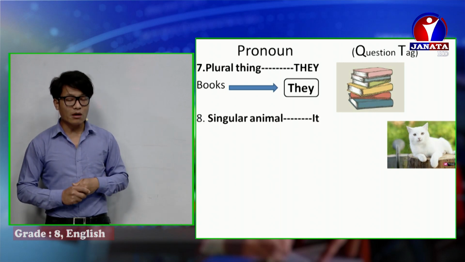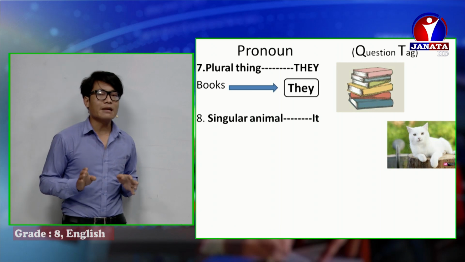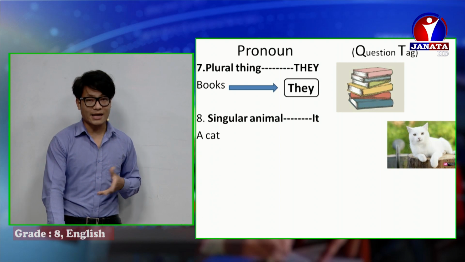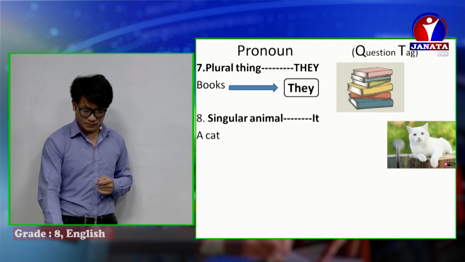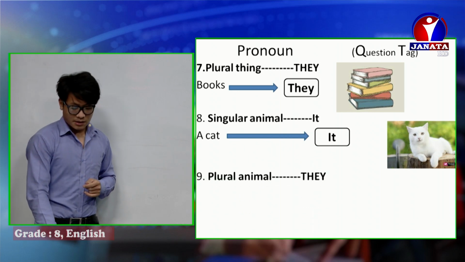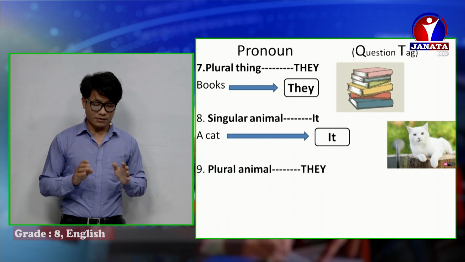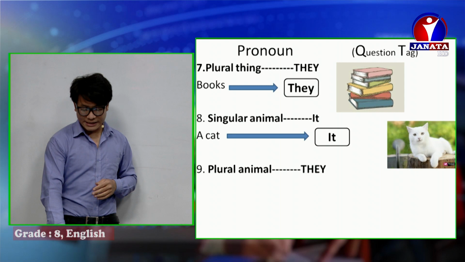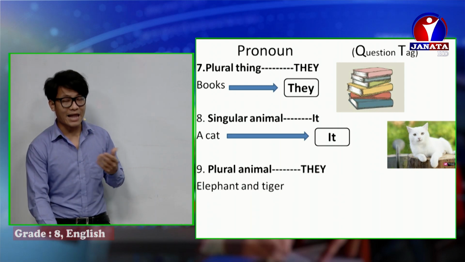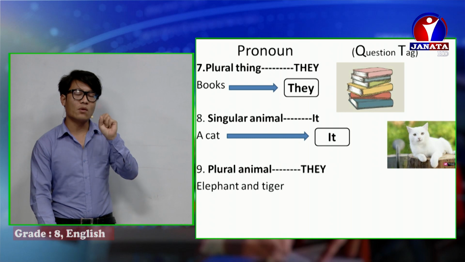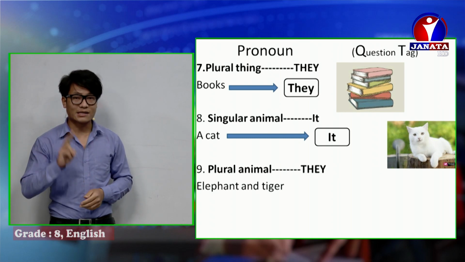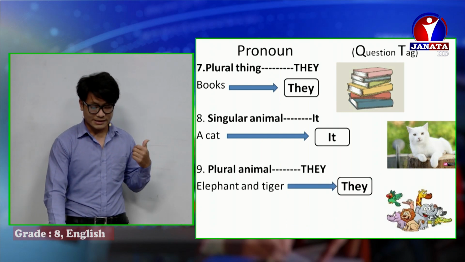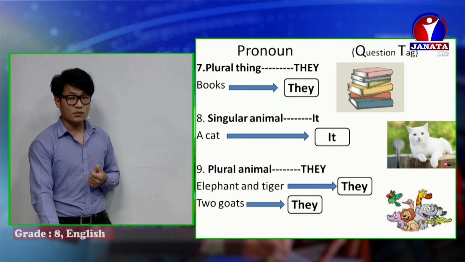And next is a singular animal. If there is the name of an animal, then we use the it pronoun. Like a cat. A cat is a singular name, so we use the it pronoun. Plural animal. If there is the name of an animal, and if that name is plural, then we use the they pronoun. For example, elephant and tiger. Here are two names. One is elephant and another is tiger. That's why we use the they pronoun. So you can see two goats. That's why we use the they pronoun.